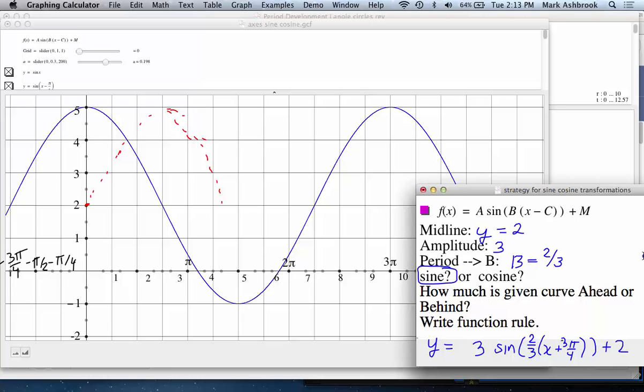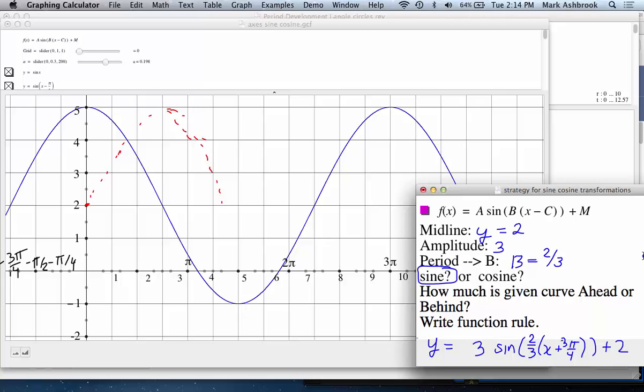Yeah, absolutely. It's usually easiest to find your closest cycle of sine in your blue graph, but that's totally legitimate. You could do x minus 9 pi over 4, which is 2 pi plus pi over 4. Good question.